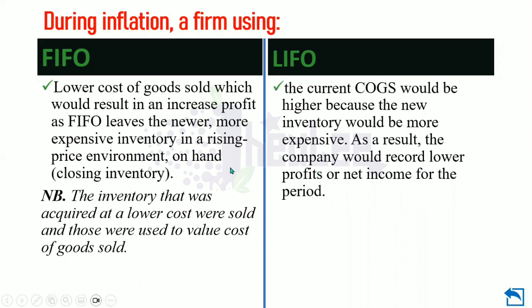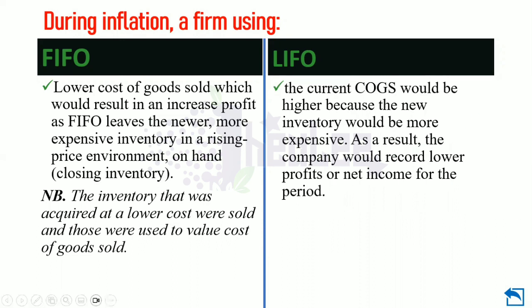Now, in terms of tax obligation, if the business uses the first in first out, it means that they'll be paying more tax when compared to that of the last in first out, because the profit under the first in first out would be higher than that of last in first out. So remember, the more profit that you report, the more tax that the business would generate.